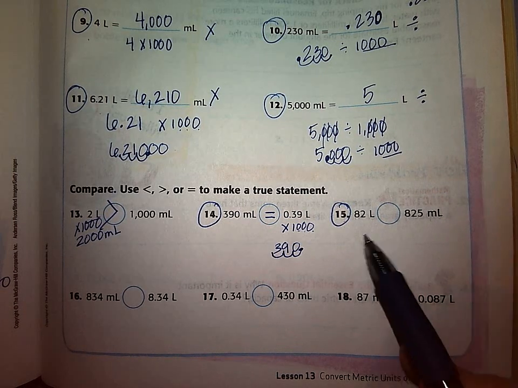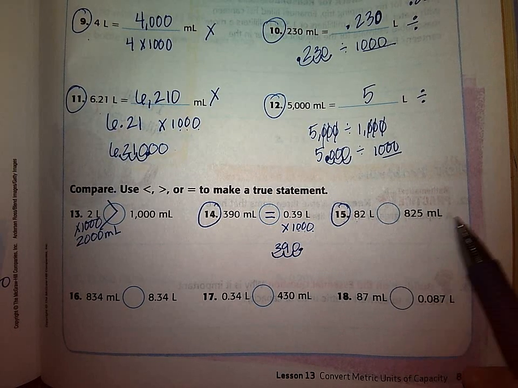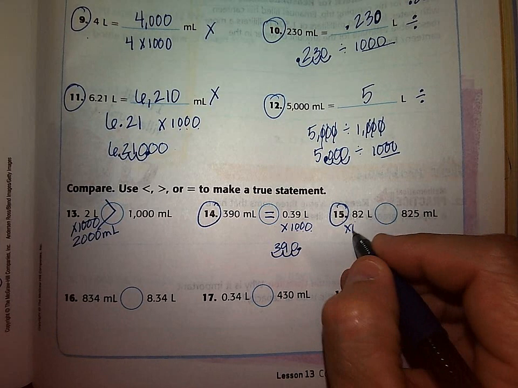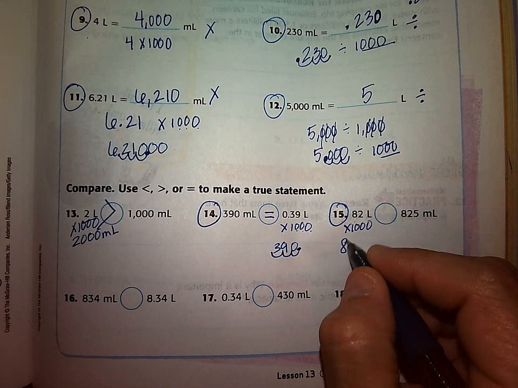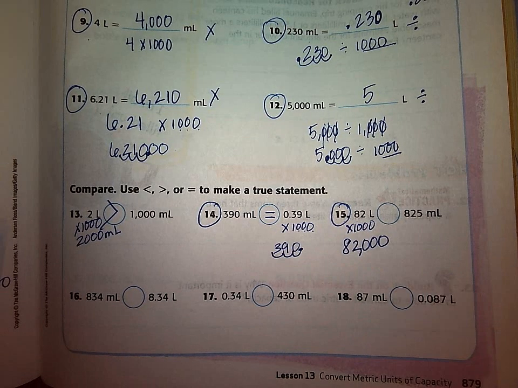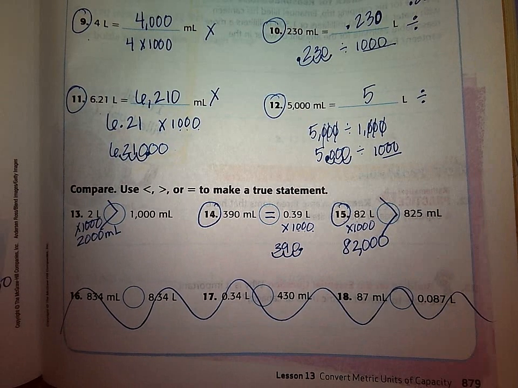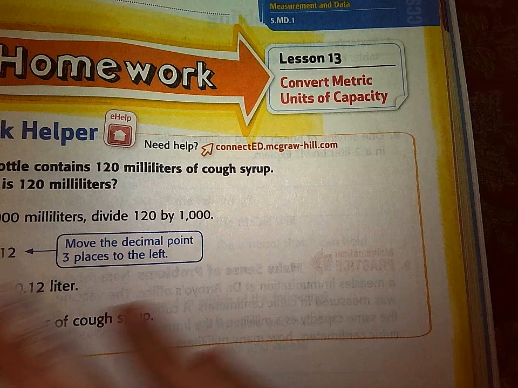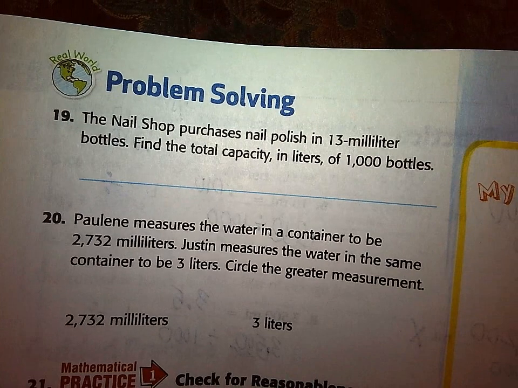And then I have on number 15, 82 liters versus 825 milliliters. So 82 times 1,000 is 82,000. Whew, that one's way bigger. Okay, skip 16, 17, and 18, and we're going to turn the page, and we're going to do some of the word problems, because these are some things you might actually use in real life. So we're going to do these together.